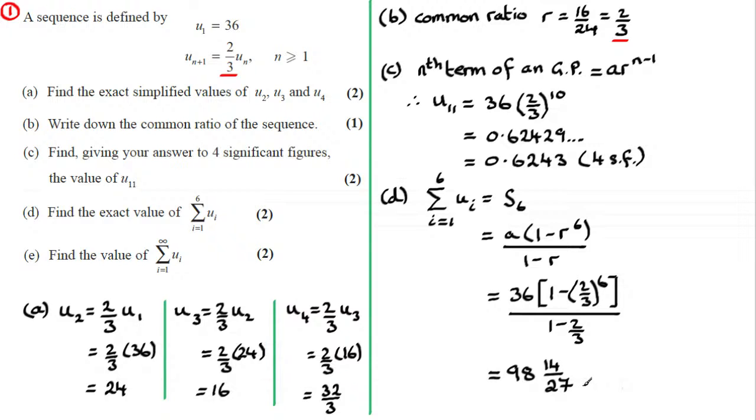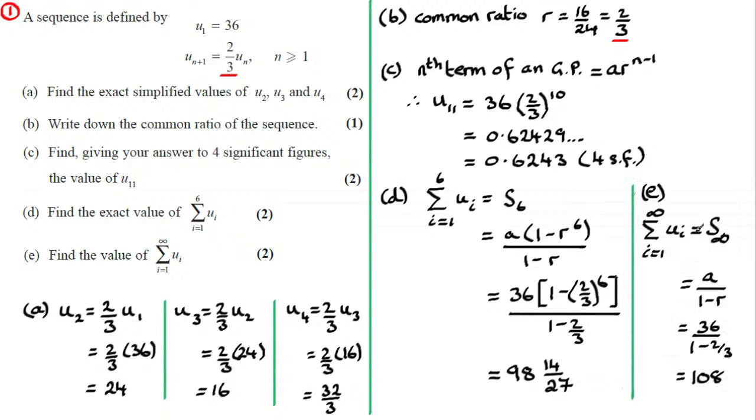98 and 14/27. Okay, and then lastly E, sum to infinity is what we're being asked for here, and the sum to infinity is a all over 1 minus r. Put those values in for a, the first term, 36 up here, all over 1 minus the common ratio, 1 minus 2/3, comes out 108. So, hopefully you got that.